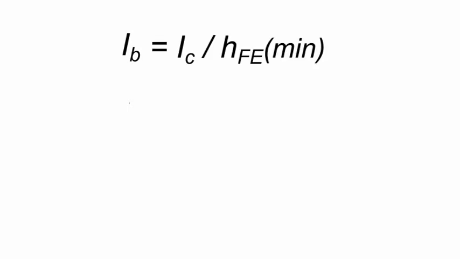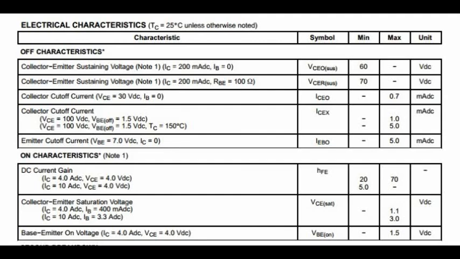This is equal to the transistor current, that is the same current that circulates through the lamp, divided by the minimum gain of the transistor. The value of minimum gain of the transistor can be found in the transistor's datasheet.